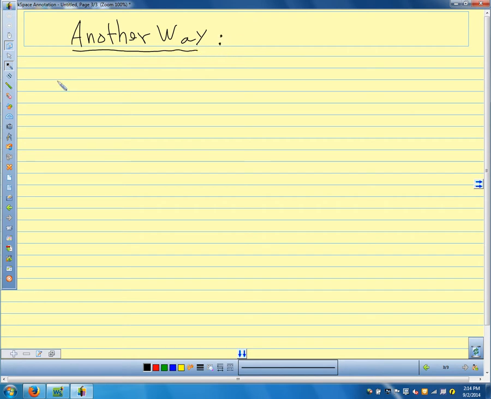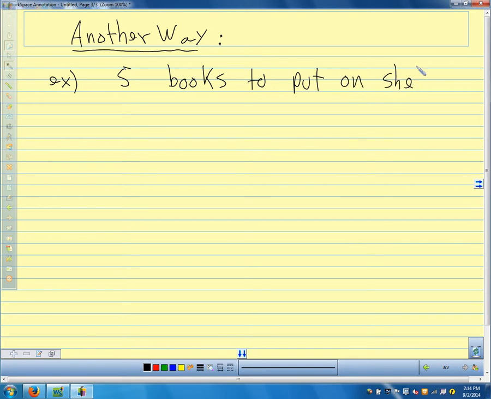Let's say we have 5 books to put on a shelf. How many ways can we arrange them? And I'm just going to say arrangements. Okay, very good. So let's talk about how we get that.